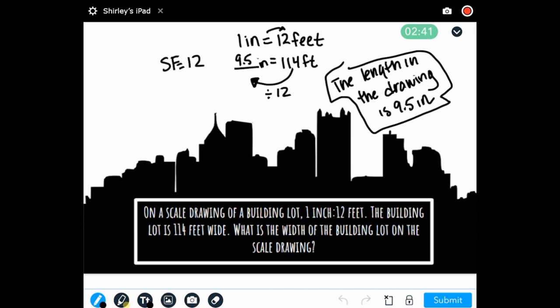We just have to remember, are they asking us to scale it up or are they asking us to scale it down? Scaling up means multiply. Scaling down, you would divide.